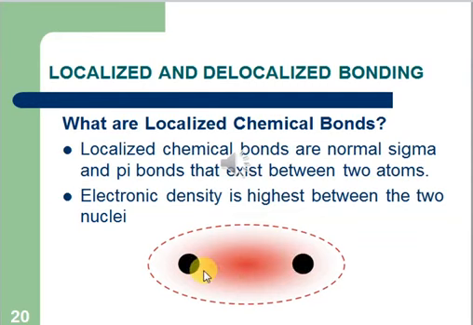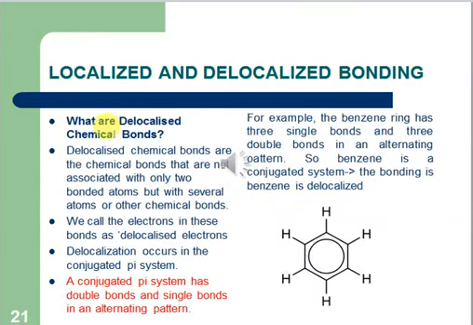So let's consider the other concept of delocalized bonding. What are delocalized bonds? These are chemical bonds in which the electronic density is not associated between only two atoms, but the electrons are part of more than two atoms. In short, if the electronic density is not fixed between two atoms but is spreading over more than two atoms, then such a bond is called a delocalized bond, and such bonding is known as delocalized bonding.